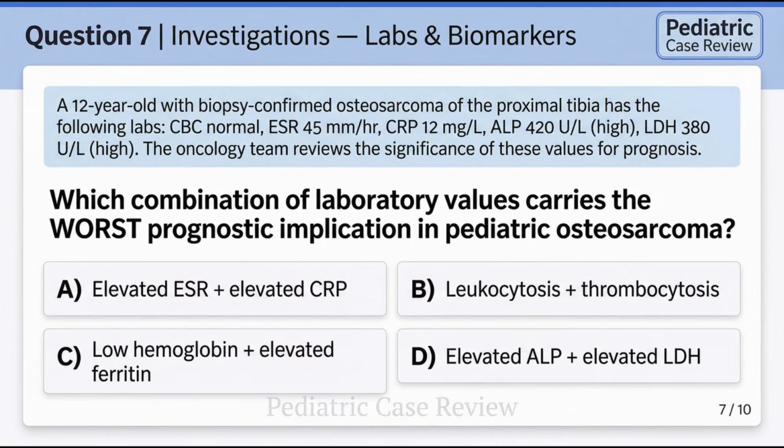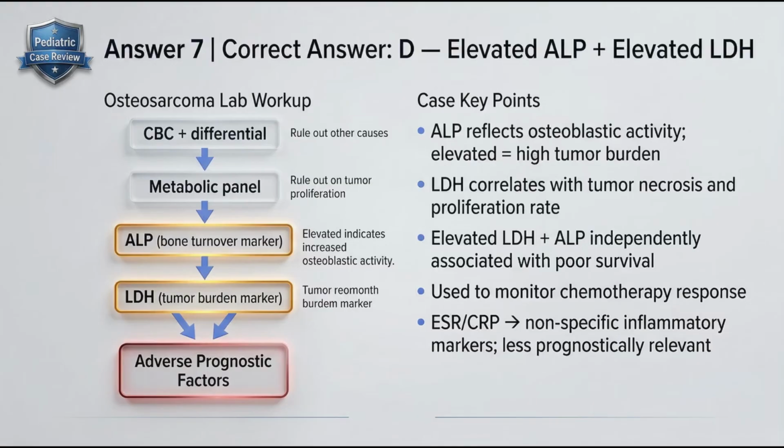Option A, elevated erythrocyte sedimentation rate and elevated C-reactive protein. Option B, leukocytosis and thrombocytosis. Option C, low hemoglobin and elevated ferritin. Option D, elevated alkaline phosphatase and elevated lactate dehydrogenase. The correct answer is option D, elevated alkaline phosphatase and elevated lactate dehydrogenase.